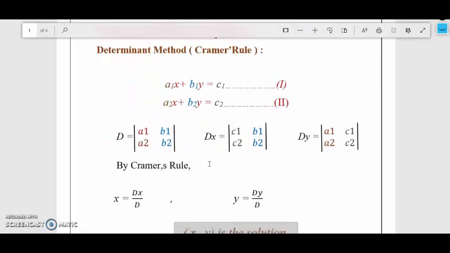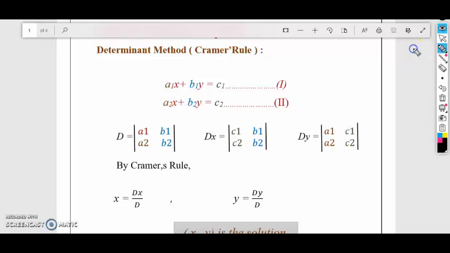So how to solve the simultaneous equation using this method? These are the steps. First of all, we take the general simultaneous equations a1x plus b1y is equal to c1 and a2x plus b2y is equal to c2. Here a1 and a2 are the coefficients of x, and b1 and b2 are the coefficients of y. c1 and c2 are the constant terms. x and y are the variables.